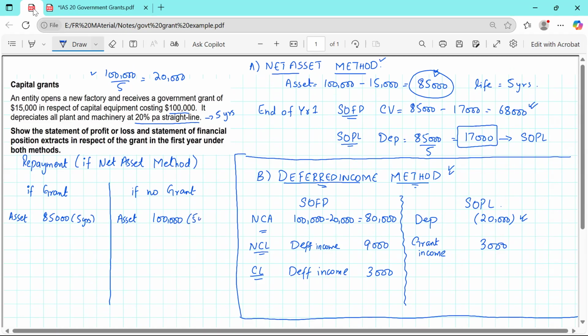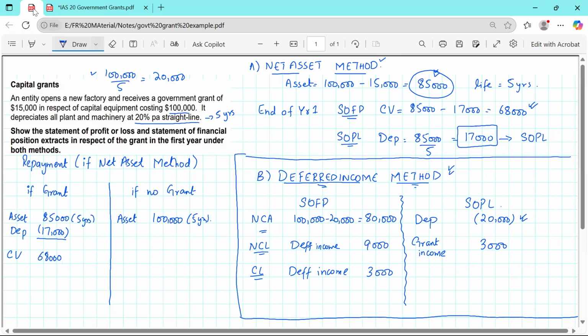So the first year passed, everything's working very well. You are following the conditions. You charge the depreciation of 17,000 and the carrying value at the end of the first year is 68,000. Very good, no problem at all.